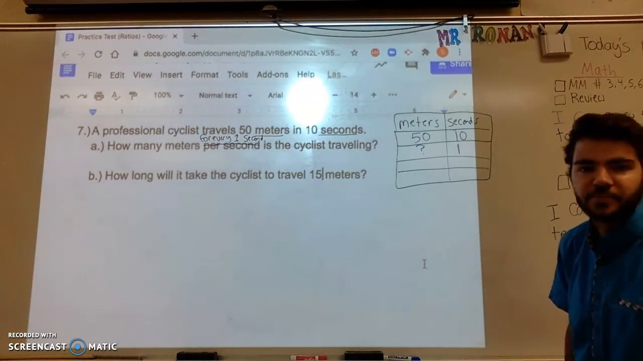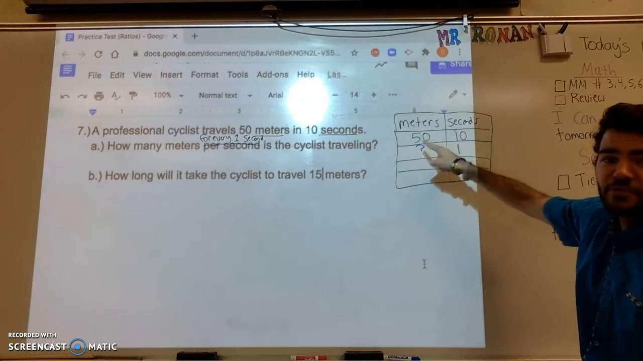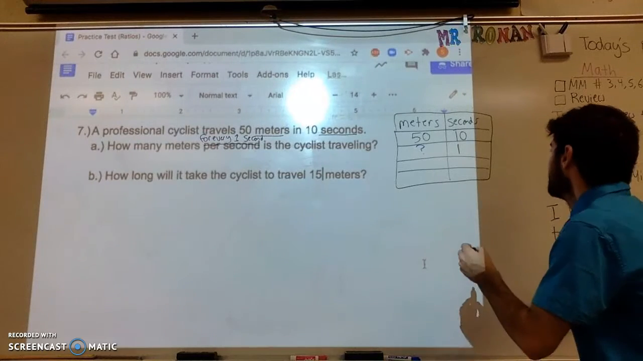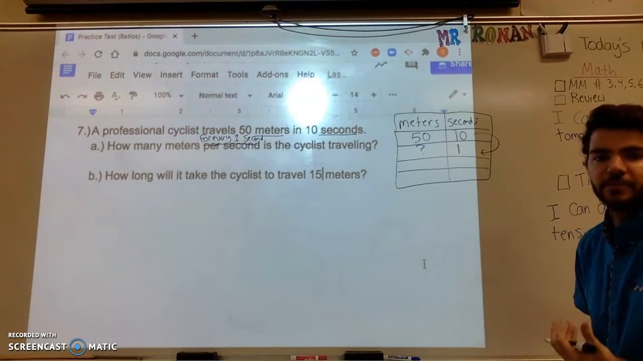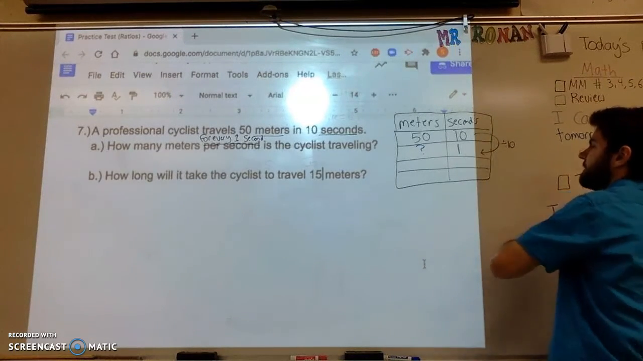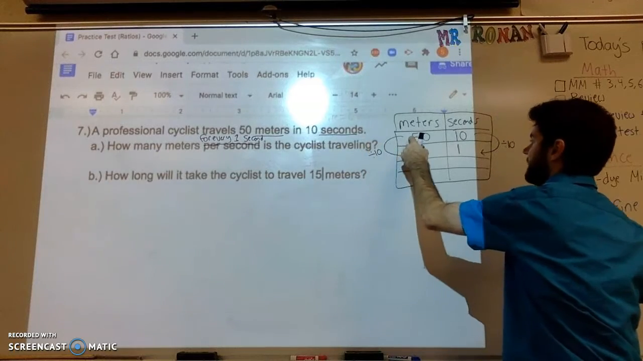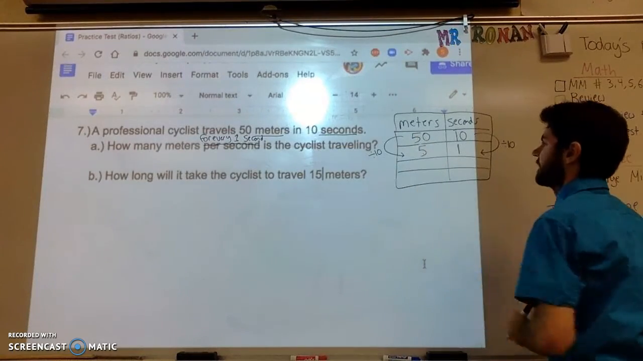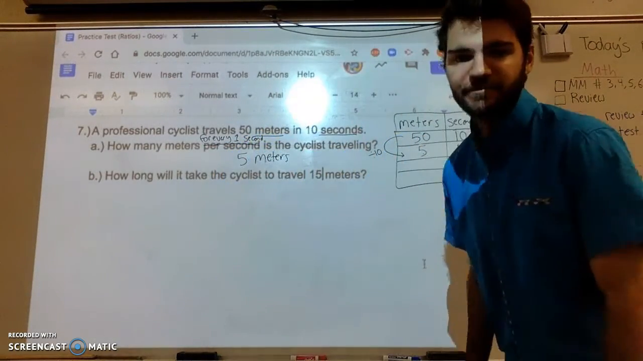Now we can go back to our table here. We don't know how many meters the cyclist travels in 1 second. That's our job. So let's use the information from that first row, 50 meters in 10 seconds, to help us find out how many meters this cyclist goes in 1 second. So let's look at our seconds here. What did we do to 10 seconds to get to 1 second? Well, remember, anything divided by itself is 1. So we divided 10 by 10. 10 divided by 10 is 1. So if we divided one side by 10, we're going to have to divide the other side by 10. It should all be like a mirror. And 50 divided by 10 is 5. So our answer for part A would be 5 meters. The cyclist is going 5 meters per second.